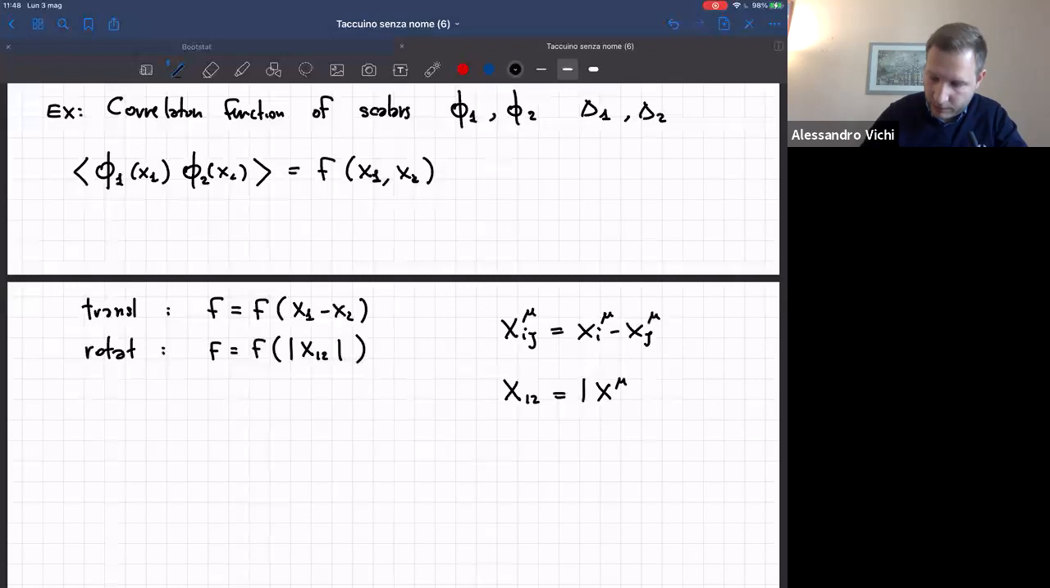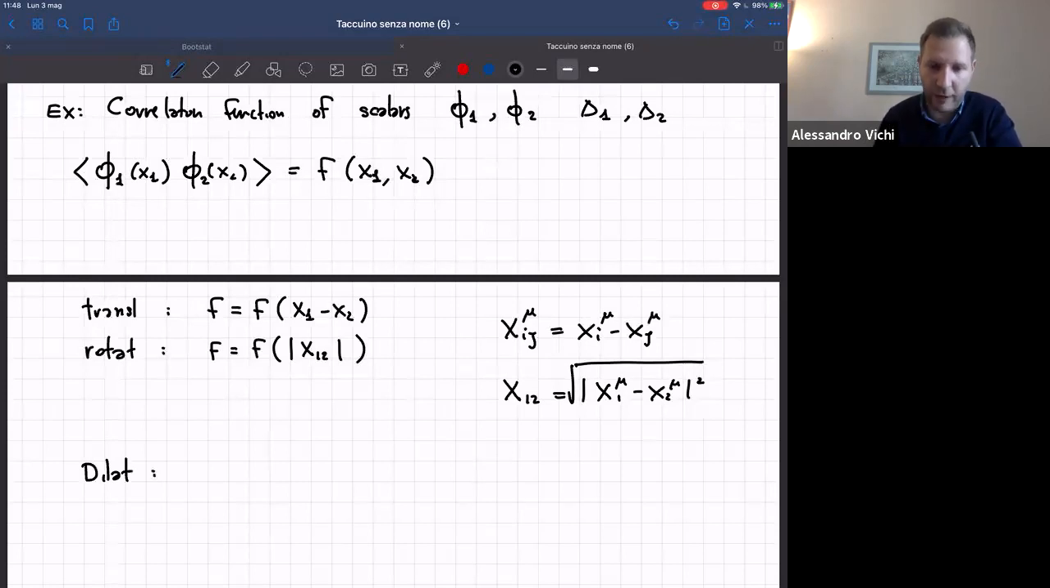so the square root of the modulus squared. Okay. So far nothing new. This is the same story as in quantum field theory. But now let's add the ingredients of conformal field theory: dilatation.